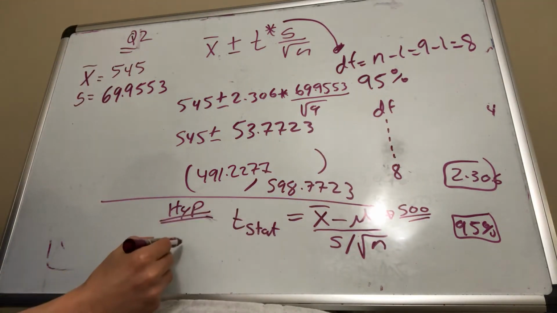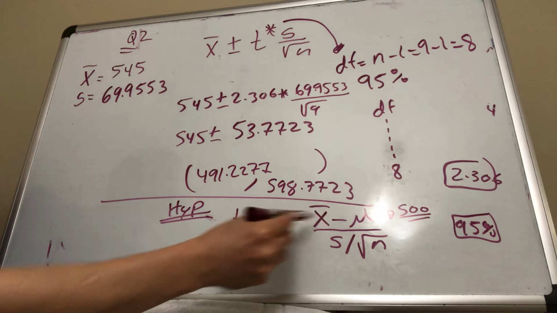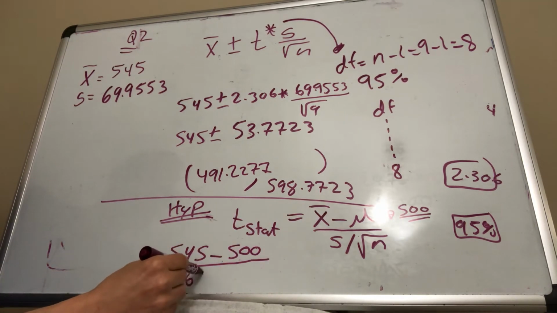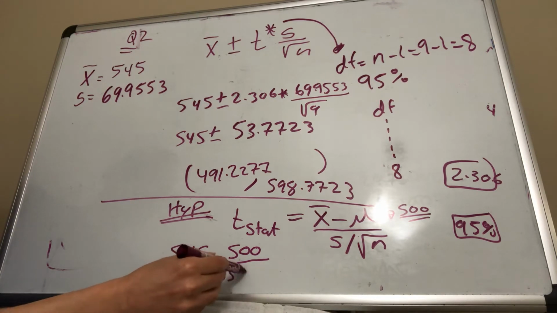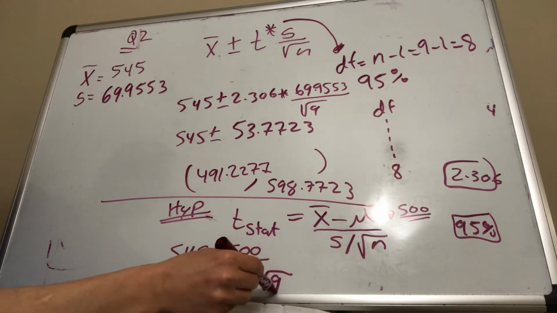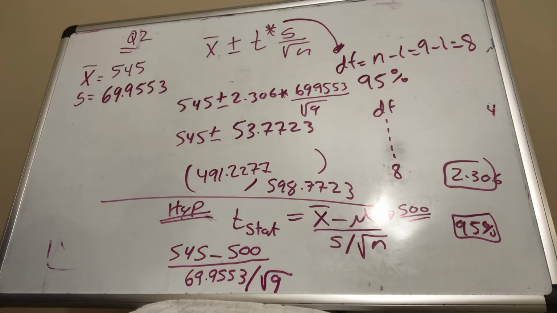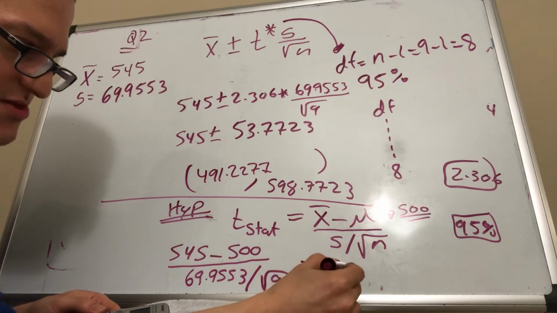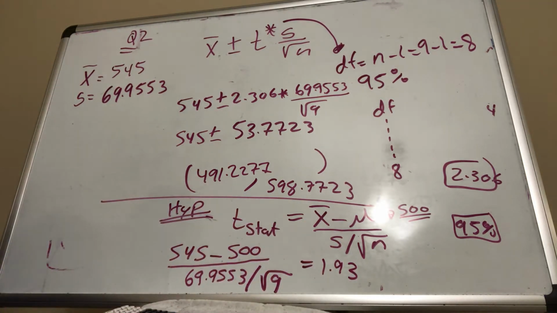So you go 545 x bar, 500 mu, standard deviation 69, and square root of 9. So you do the calculation for this one. Answer would be 1.93, about 1.93. And then they tell you find the p-value, but for a different one.